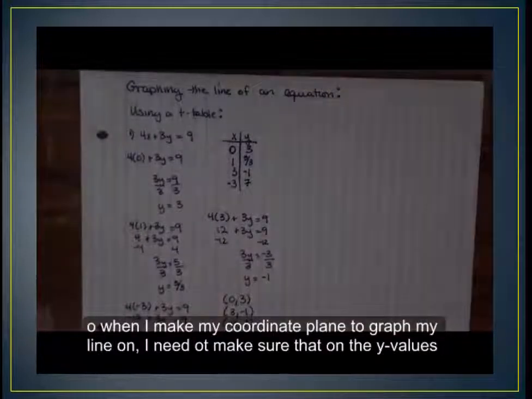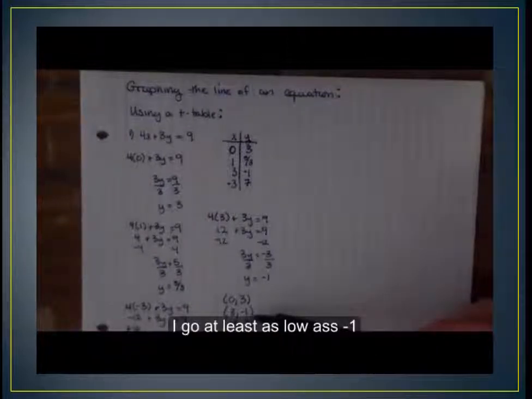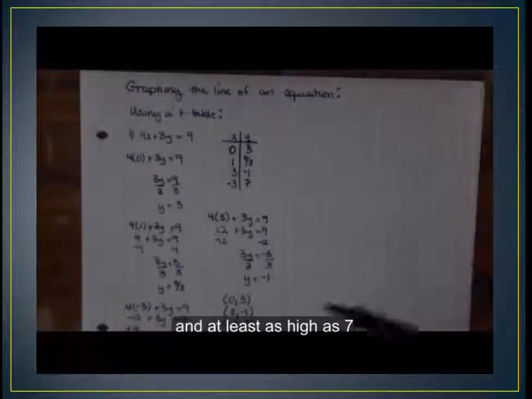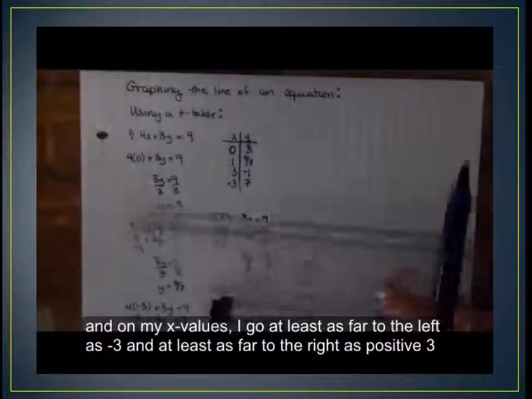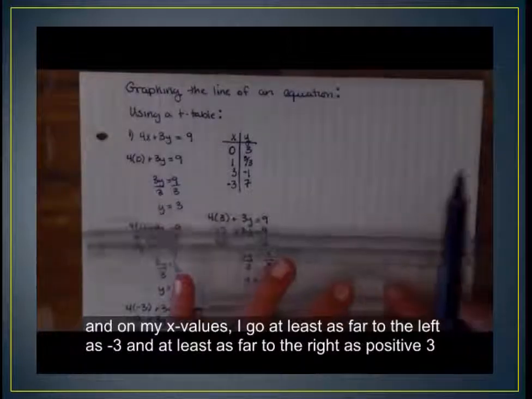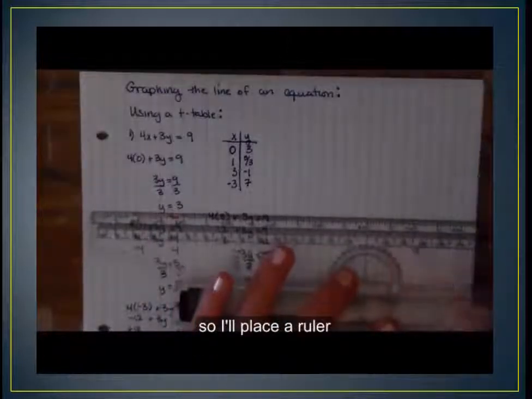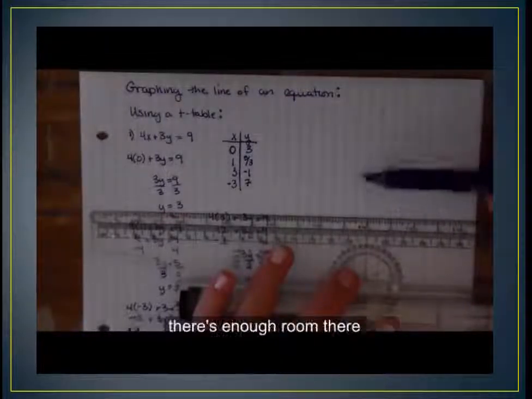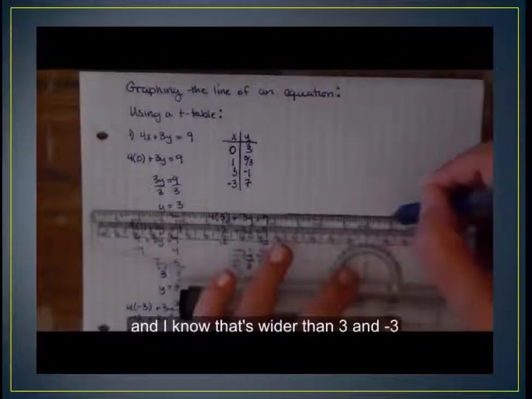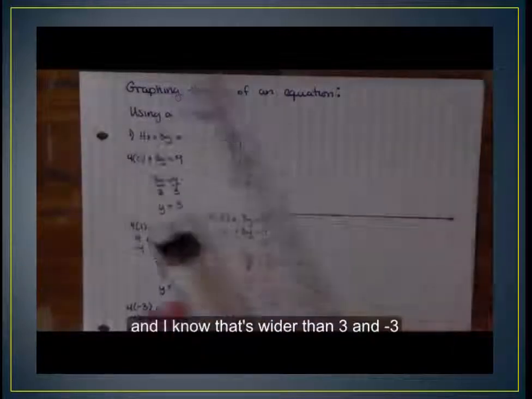So when I make my coordinate plane to graph my line on, I need to make sure that on the y values, I go at least as low as negative 1, and at least as high as 7. And on my x values, I go at least as far to the left as negative 3, and at least as far to the right as positive 3. So I'll place a ruler and just double check 1, 2, 3, 4, 5, 6, 7. There's enough room there. I know that's wider than 3 and negative 3.